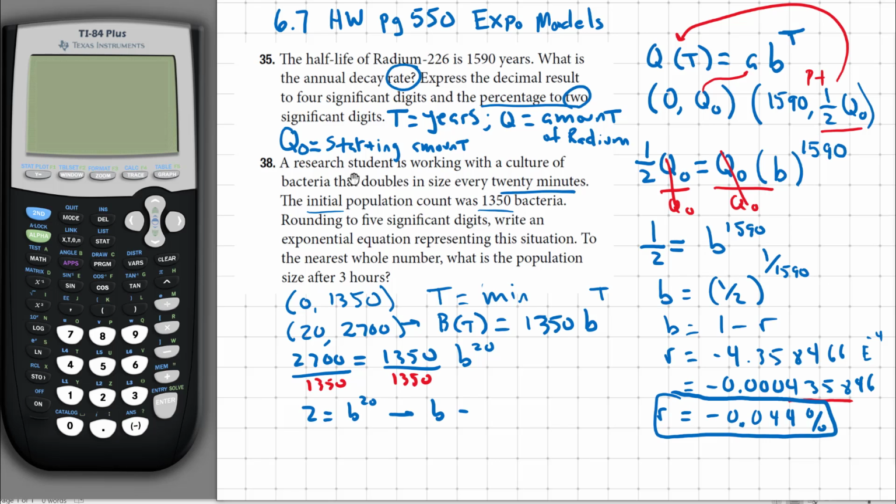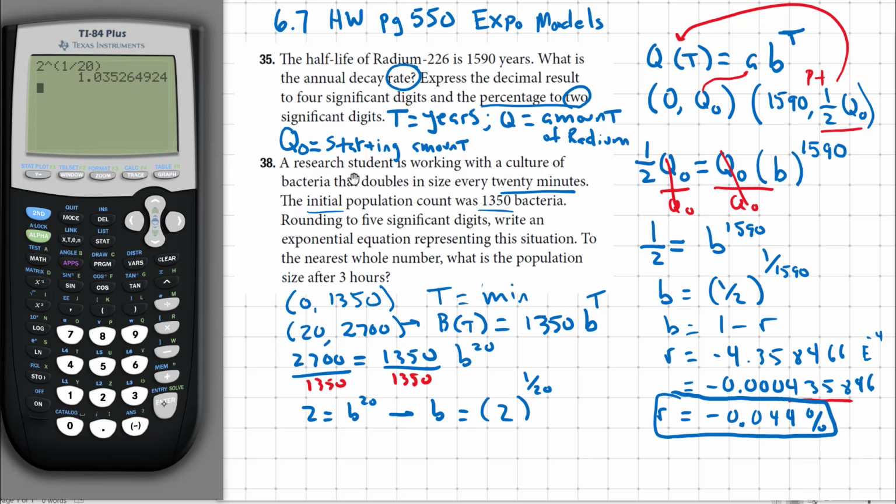So if I want b by itself, I'm going to have to take the 2 and do the 1 over 20 power on both sides. I kind of skipped the algebra step there. Now I don't want to round this decimal off. I want to keep the decimal in the calculator as big and full as possible, so I keep it as accurate as possible. Okay, so I set it up in the calculator. We can calculate over here and we get 1.0352... So we've got our b. They want us to round to 5 significant digits to write an exponential equation.